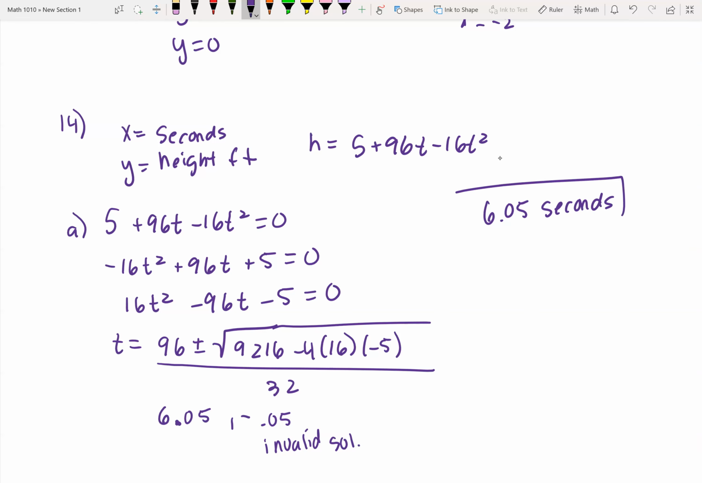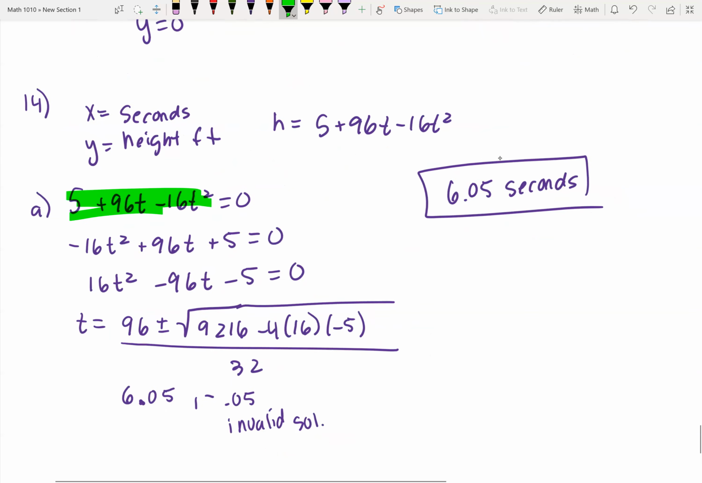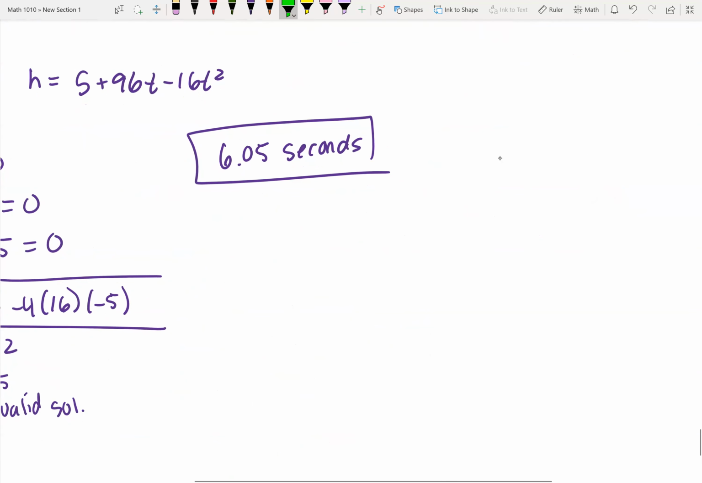If you get that 6.05 back on your calculator, store it in and put it back there. That's how you check it and you get a 0. Okay, question B. I'm going to go right here for B. Okay, so question B, when will the arrow reach a maximum height, and what is the maximum height? So that is negative B over 2A.